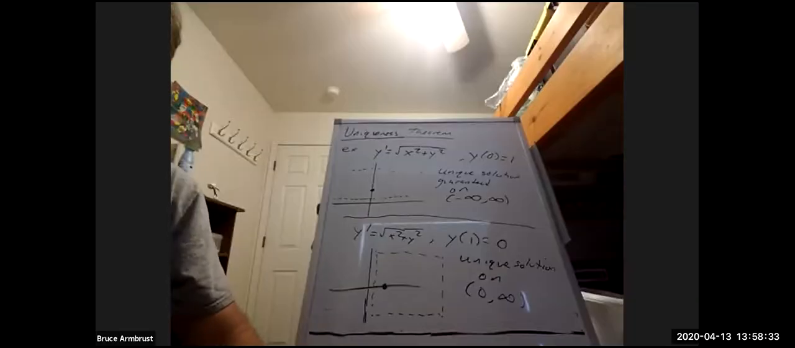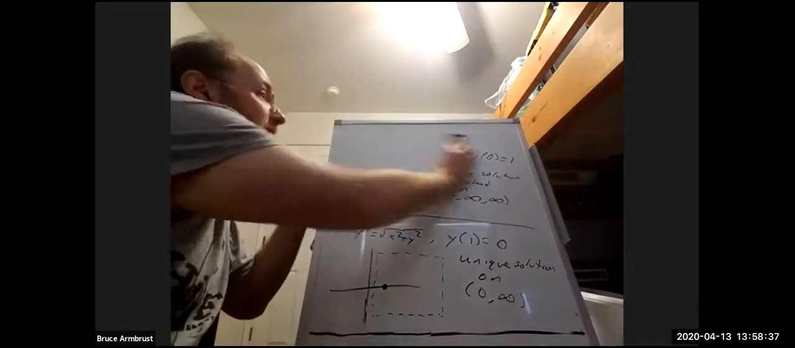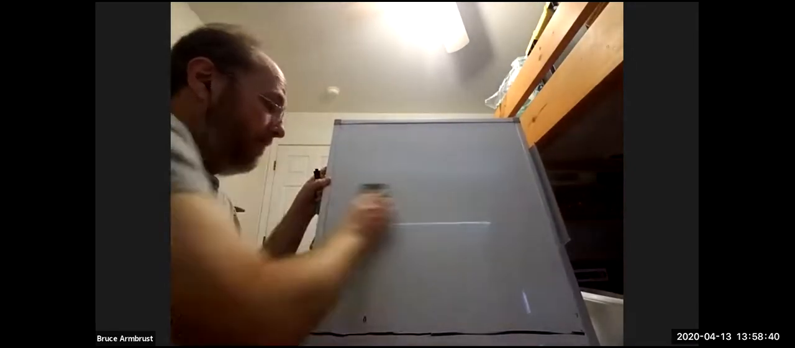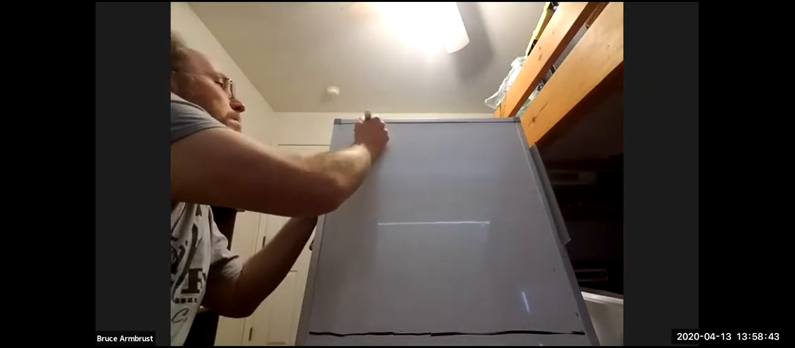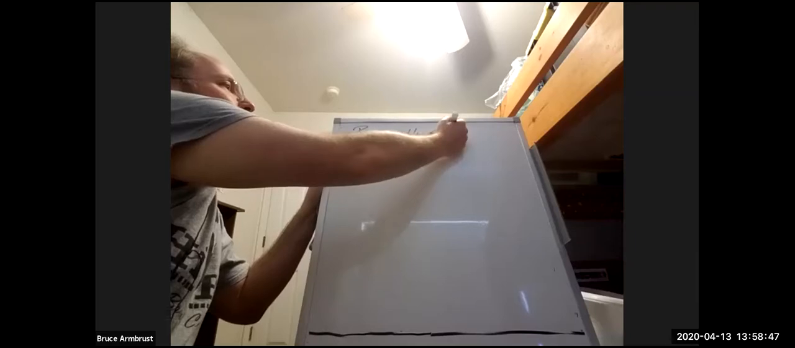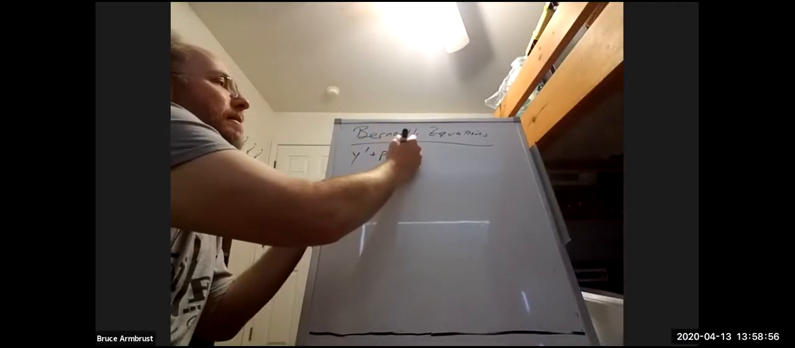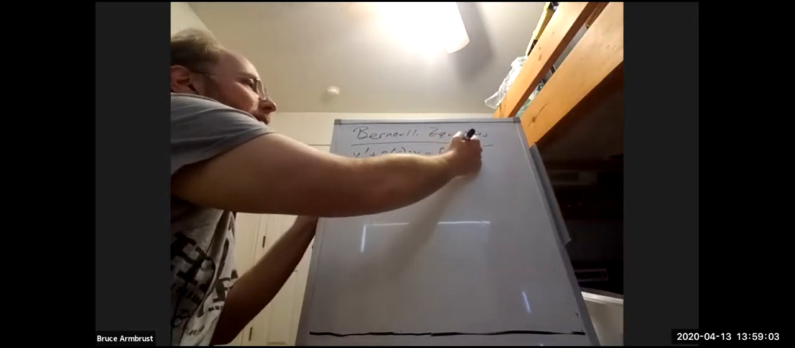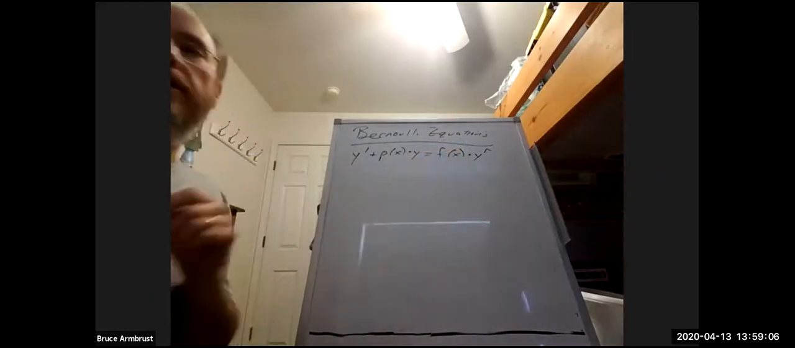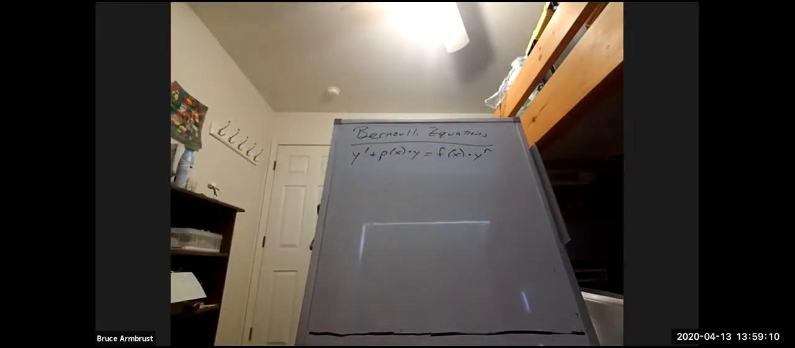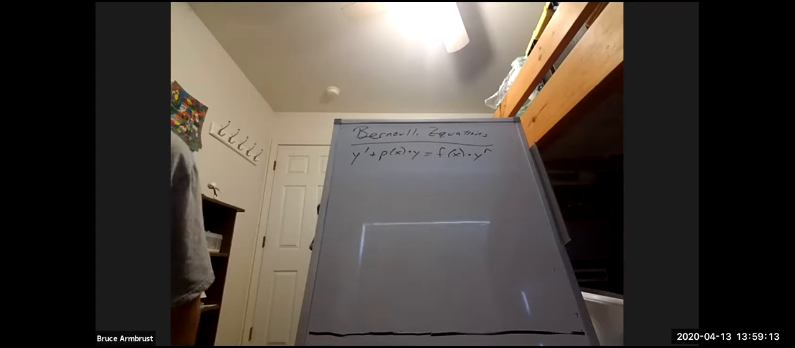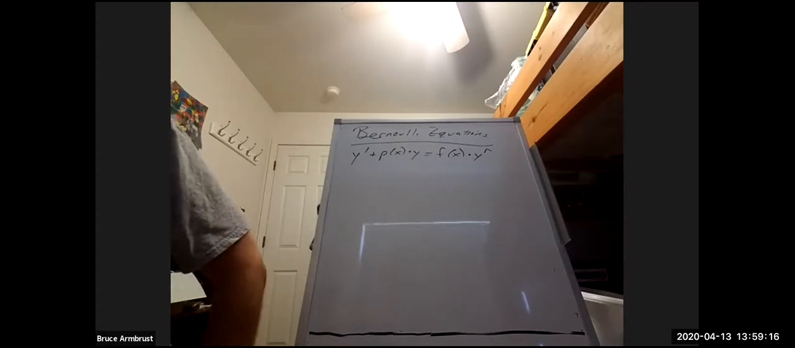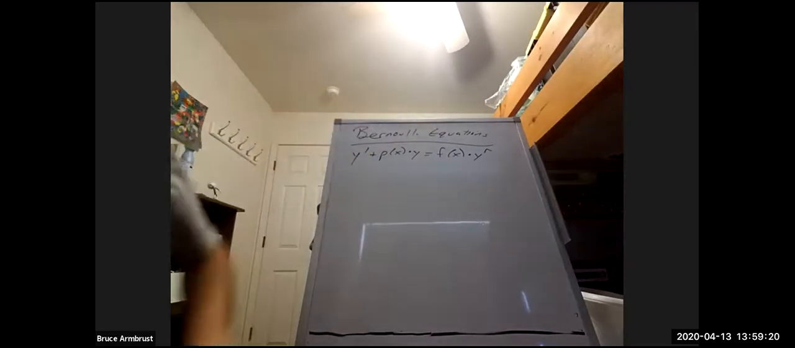So Bernoulli equations all take the same form. What they look like is this. They have the form y prime plus p of x times y is equal to f of x times y to the r. So if you have a differential equation that you can write like this, this is what we call a Bernoulli equation.